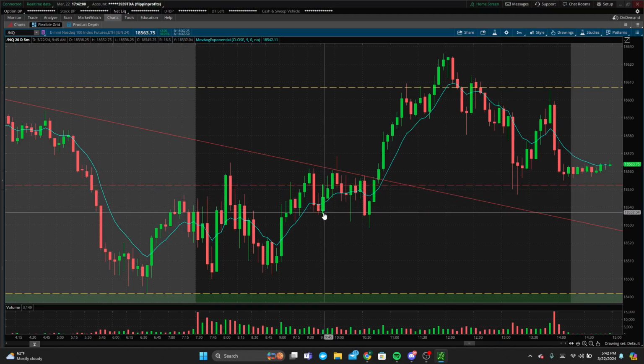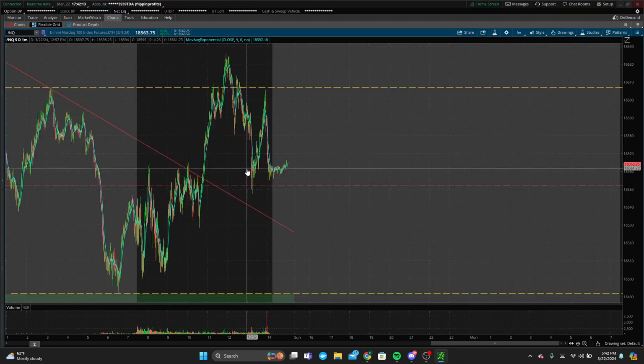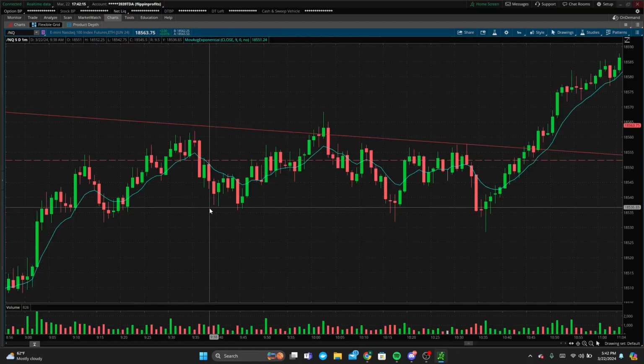I had an $8 stop loss, looking for a 10-point move, so $20, so about a 2-to-1 again. That stop was pretty tight, and the reason why it was tight is because I already had a losing trade. I know that. That's exactly why I did it.